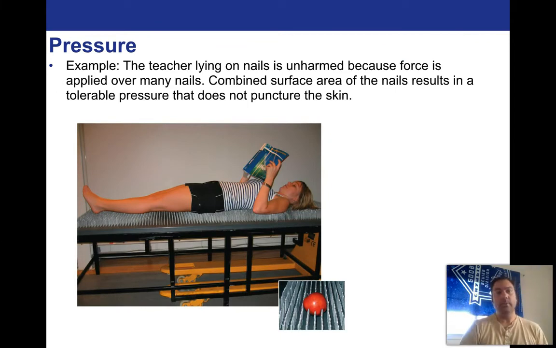All right. So here's an application of how we can understand pressure, in terms of how forces are distributed over areas. Here's a teacher lying on nails being completely unharmed. And the reason why is the force is applied over many nails, not a single nail. If there was just a single nail there and they sat on it, they'd be in deep trouble. But you combine the surface area of the nails all together and it results in a tolerable pressure that does not puncture the skin.